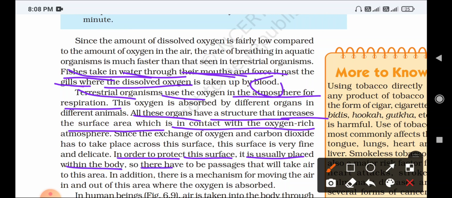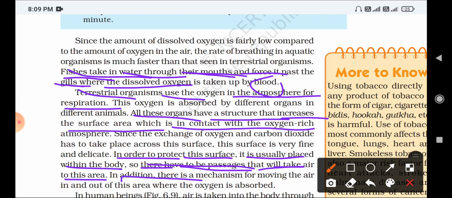In order to protect this surface, it is usually placed within the body. So there has to be a passage that will take care of this area. It is so important for the transportation of oxygen and carbon dioxide that it should be protected from the external environment, so it should be placed inside the body. Since they are delicate, there should be a transportation medium involved so they can transfer carbon dioxide and oxygen easily in the body. So there is a passage that will take air to this area.